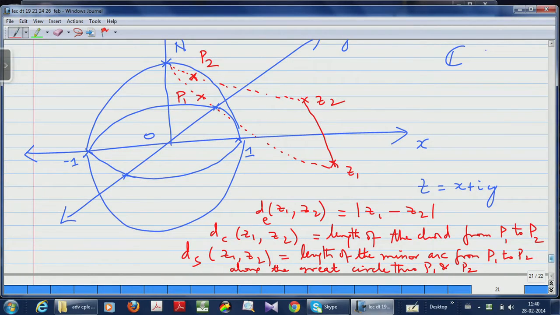What I've drawn here is for Z1 and Z2, imagining them as points on the complex plane. But I can very well make Z1 or Z2 the point at infinity. When I do that, I can't see it on the complex plane, but I can see its image on the Riemann sphere. It's the north pole. So basically I'm simply taking two points on the Riemann sphere and measuring the distance between them, either the chordal distance or the spherical distance.